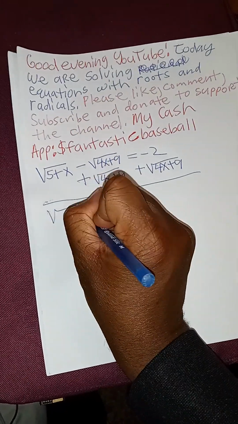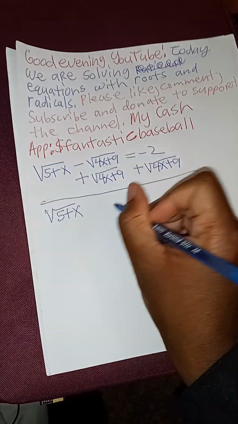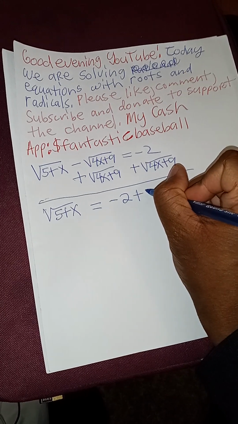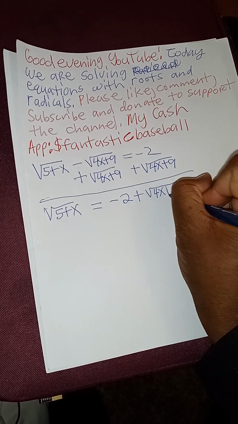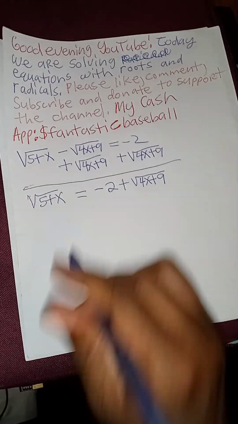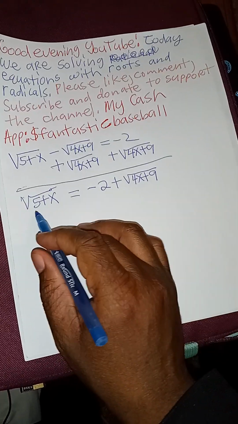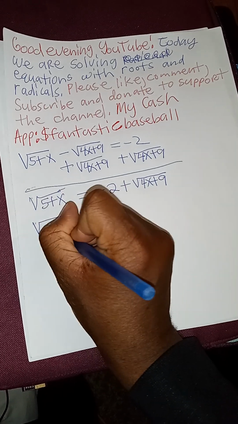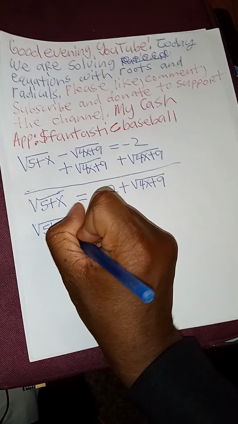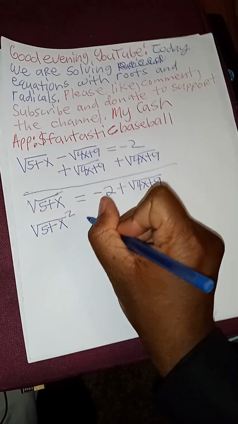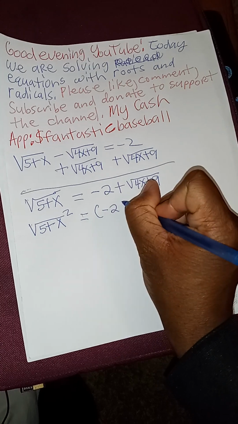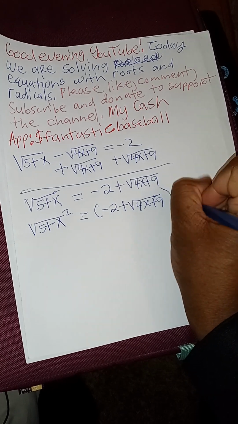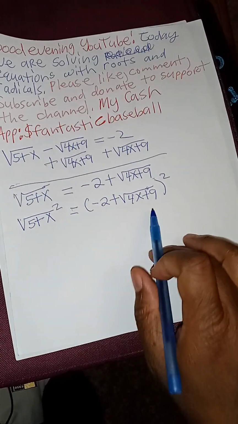So now we will have square root of 5 plus x is equal to -2 plus square root of 4x plus 9. Now we must square both sides of the equation to undo the square root. So square root of 5 plus x and then square it. And then we must put parentheses around -2 plus square root of 4x plus 9 because we're squaring the whole right side as well.